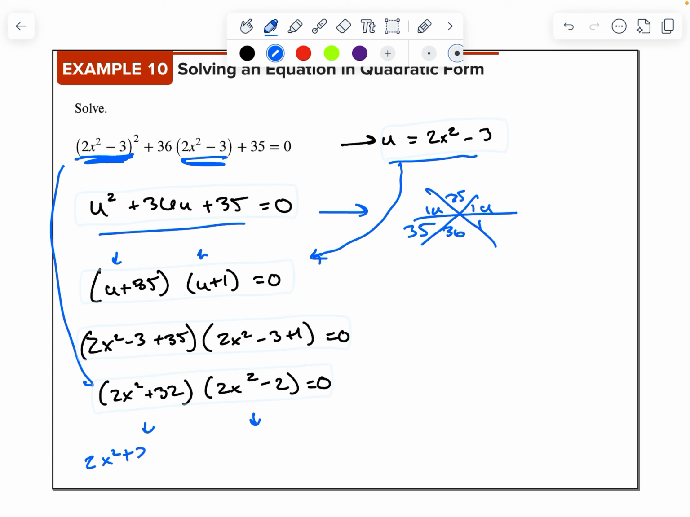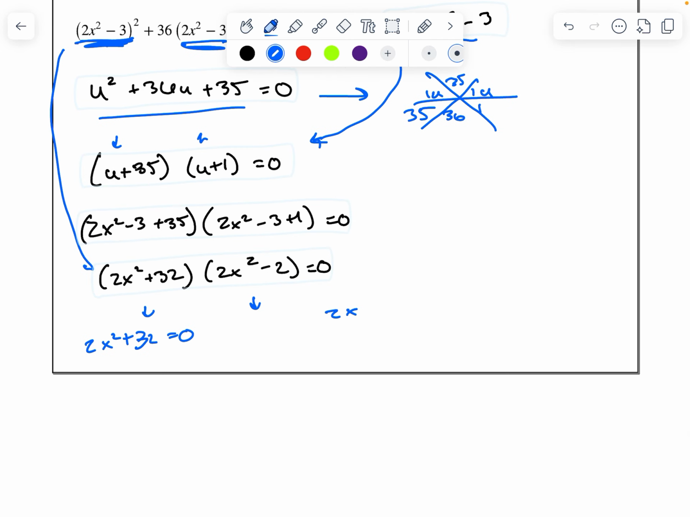2x squared plus 32 equals 0. 2x squared minus 2 equals 0. I'm just taking each of those, setting them equal to 0 and trying to solve them. So then 2x squared equals negative 32. I subtracted the 32. Divide by 2 on both sides. x squared equals negative 16. Take the square root on both sides, and x equals plus or minus 4i.